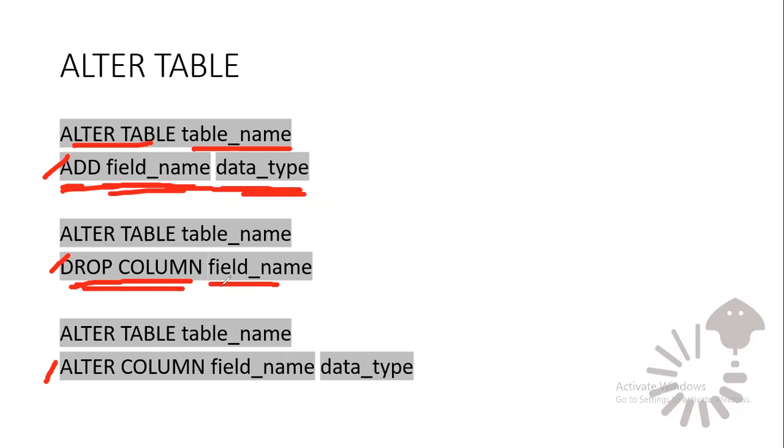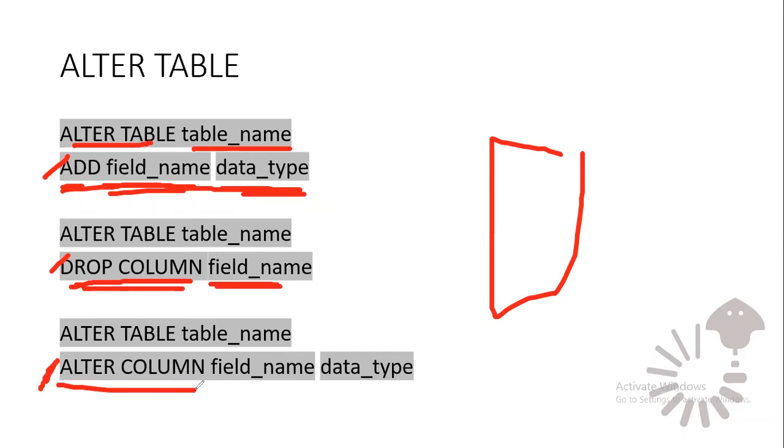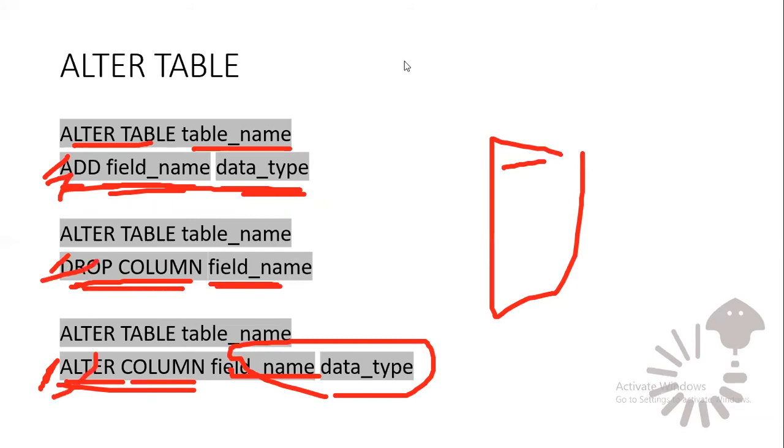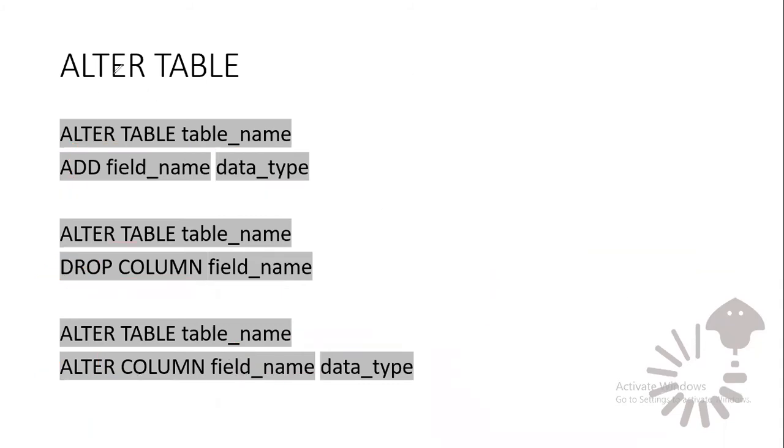For drop column, pag nilagay natin drop column last name, ibig sabihin, i-delete niya yung column ng last name. So, yung record mo nun, walang last name, puro first name, middle name lang. And also, we can do alter column, field name, data type. Ibig sabihin ng alter column, edit mo yung data type nitong column na to. So, we can add, we can delete, and we can change the fields in a specific table.